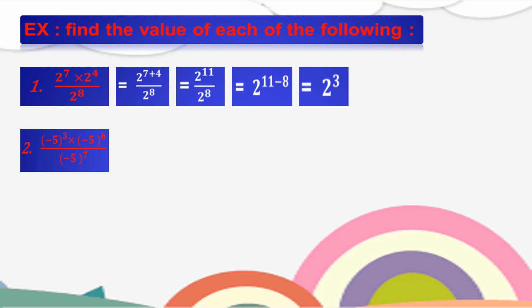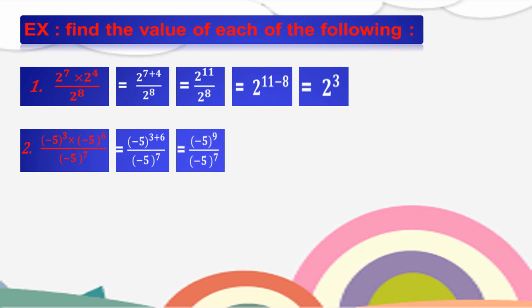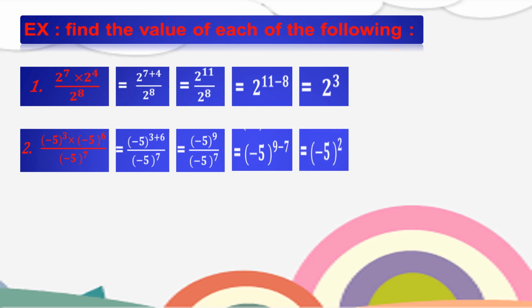Exercise 2: if I have negative 5 to the power 3 times negative 5 to the power 6 over negative 5 to the power 7. Firstly, I have in the numerator multiplying by the same base, so I will add the power. So that's equal negative 5 all to the power 3 plus 6 over negative 5 all to the power 7, which is negative 5 to the power 9 over negative 5 to the power 7. I have dividing by the same base, so I will subtract the power: negative 5 to the power 9 minus 7 equals negative 5 to the power 2.